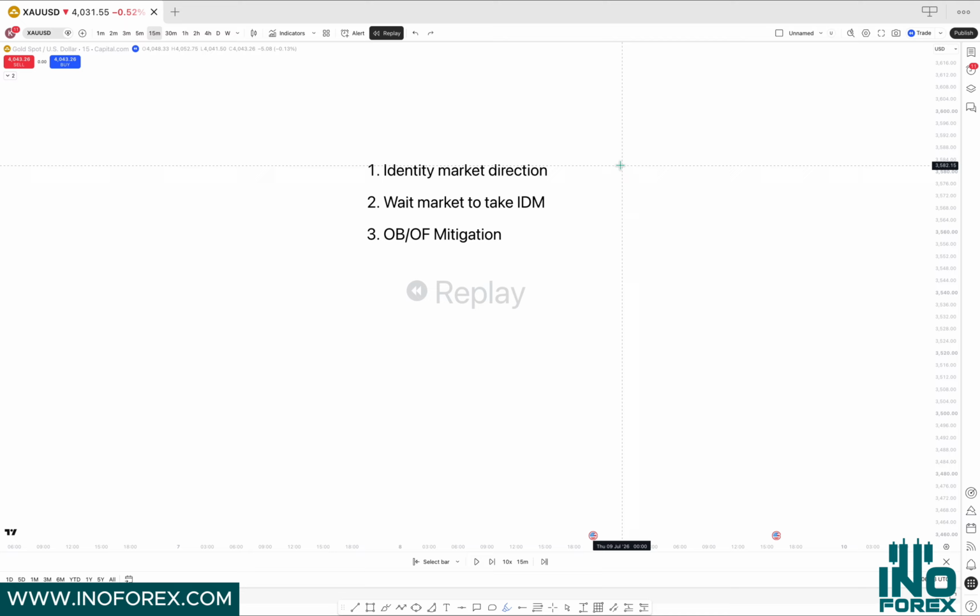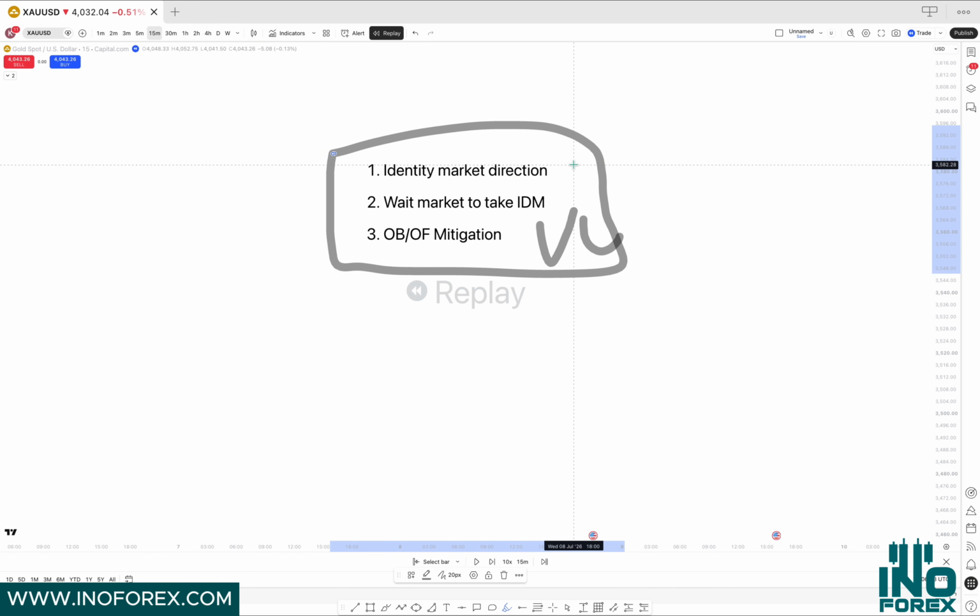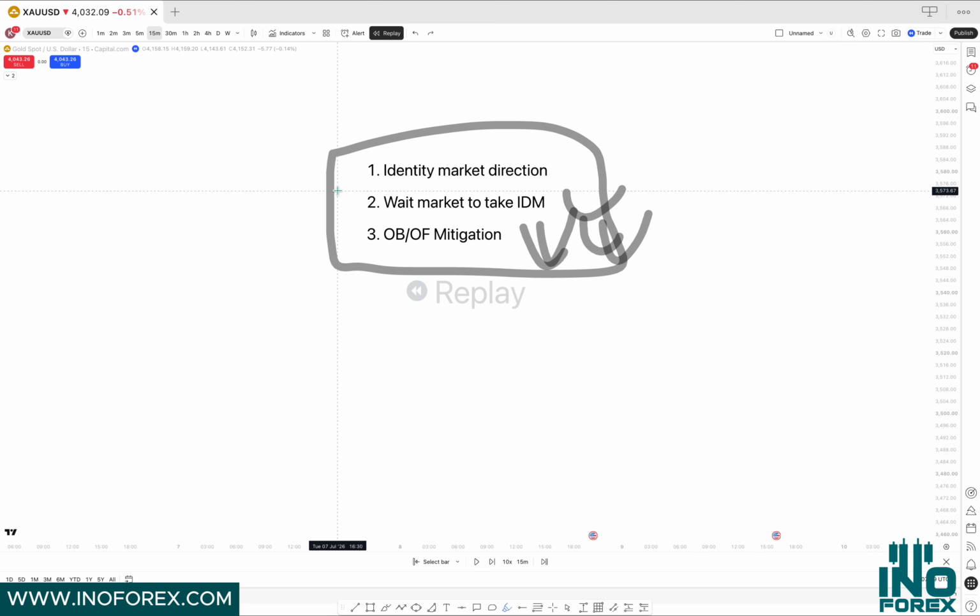After identifying the direction of the market, you need to know whether the market has taken a liquidity or inducement. You need to wait for the market to take inducement. After the market takes inducement, you wait for the market to mitigate an order block or order flow. So after checking all those three confluences, you have identified the direction of the market, the market has taken a liquidity or inducement, and then the market has mitigated an order block or order flow. After verifying all those confluences, that's when you will take the trade. So as you see, there are only three steps you need to wait for before you take the trade.